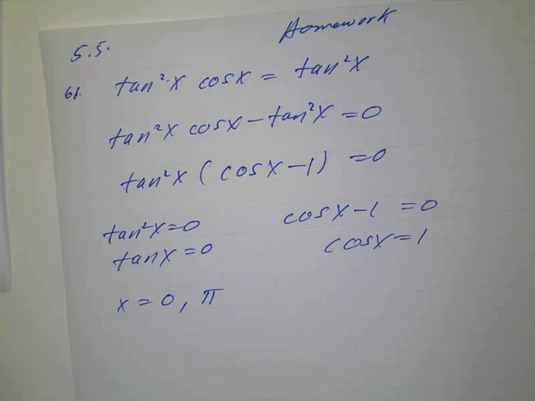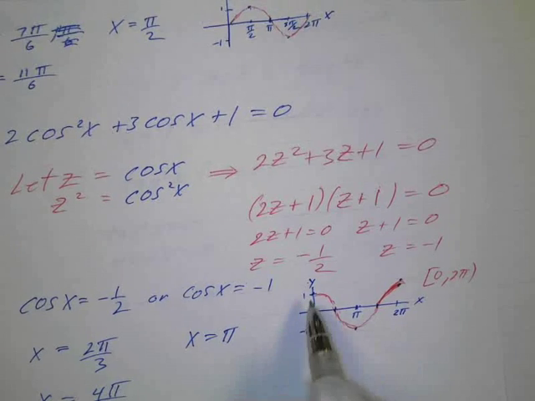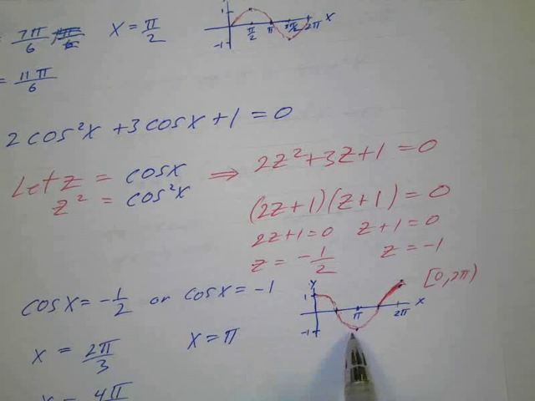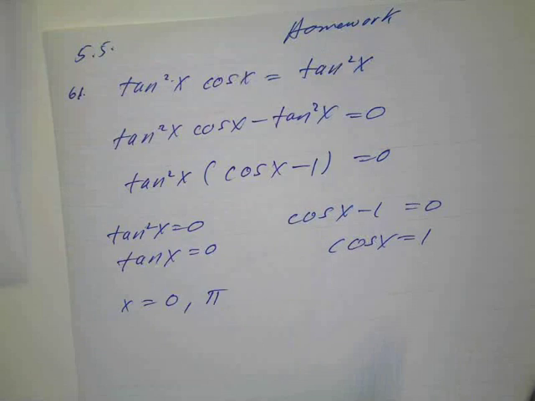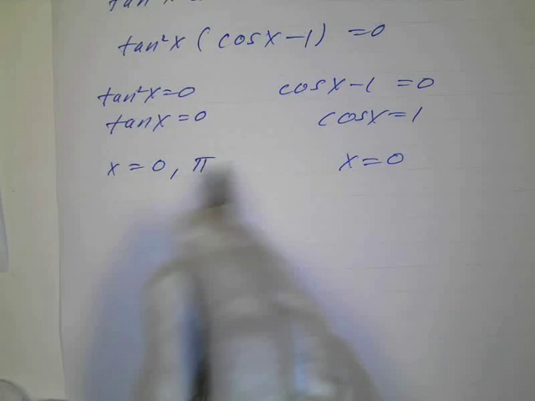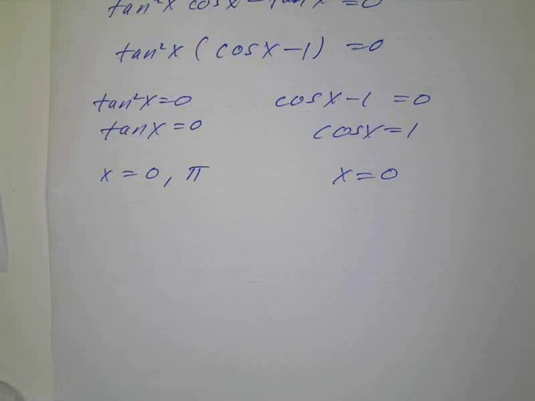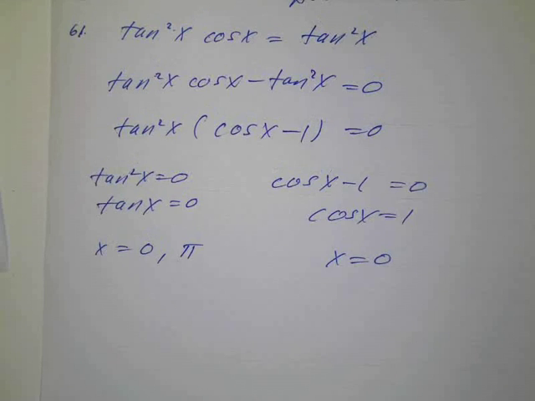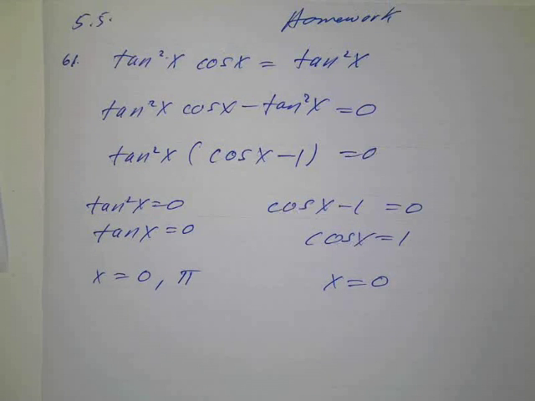So when is the cosine equal to 1 on this interval? Just here, at 0. That's negative 1, and that's not in the interval, so just x equals 0. So this is our solution set, just right there. Okay? So hope that makes sense. Wasn't too bad.